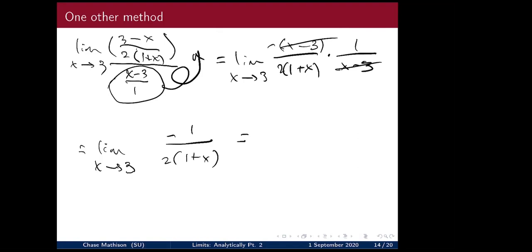And now what can we do? Add in the 3. Yeah, we made it. We can just plug it in now. This is just negative 1 over 2 times 1 plus 3. And that's negative 1 over 2 times 4, so negative 1 over 8. Yep. Any questions?